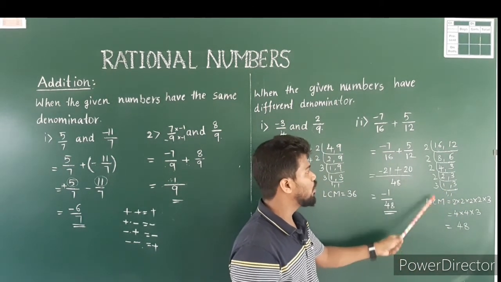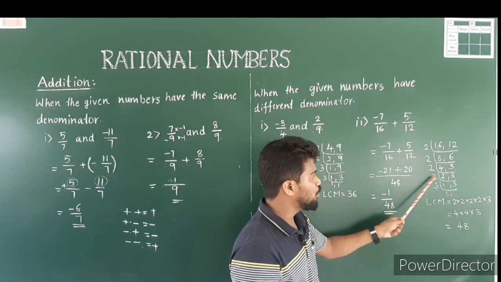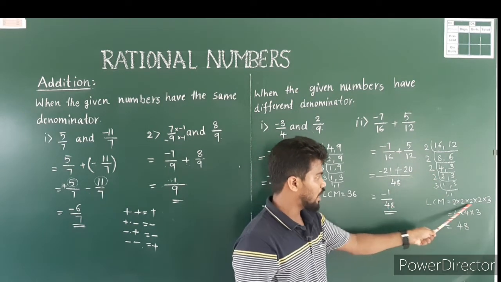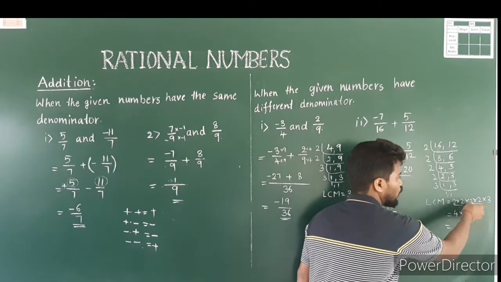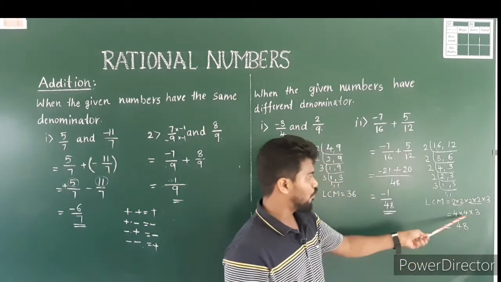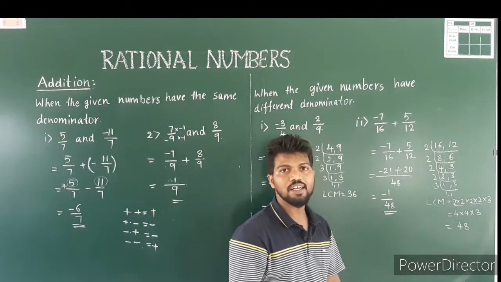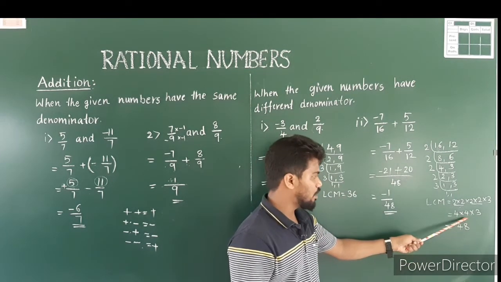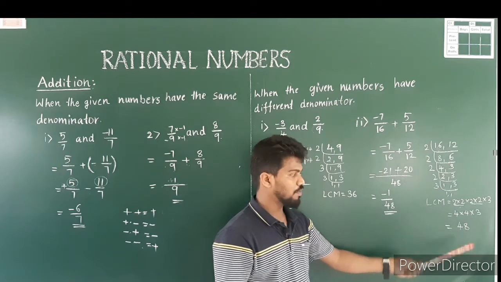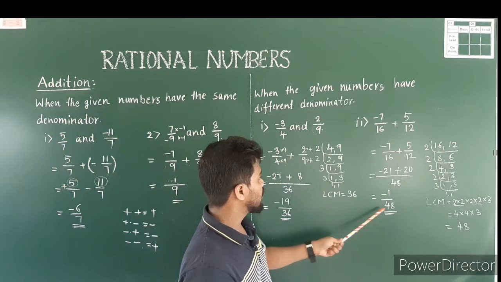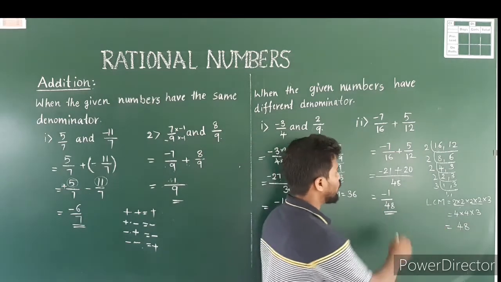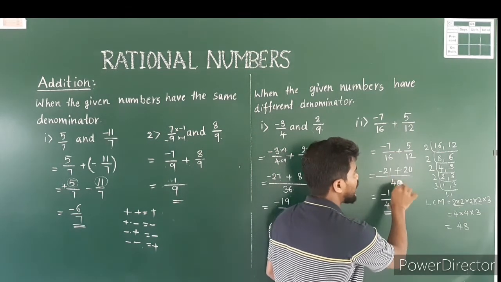So LCM is equal to 2 into 2 into 2 into 2, 4 times, into 3. So I write here, 2 2s are 4, 2 2s are 4, 4 into 3. So 4 4s are 16, 16 into 3 you get 48. So the LCM, or the common denominator, you get 48. So this is the common denominator 48. You write here, first you write common denominator 48.